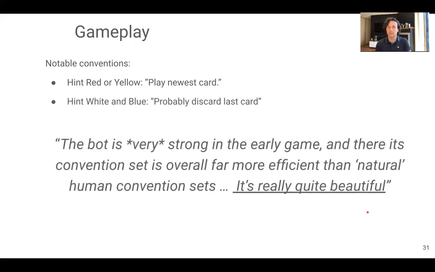We gave this bot a few printouts to David Wood, the creator of Fireflower, and he said that this bot is very, very strong in the early game, and the convention set is far more efficient than the natural human convention set. It's really quite beautiful.